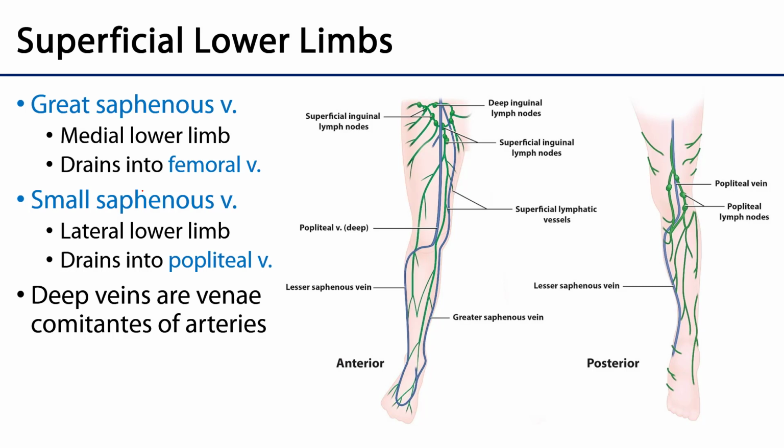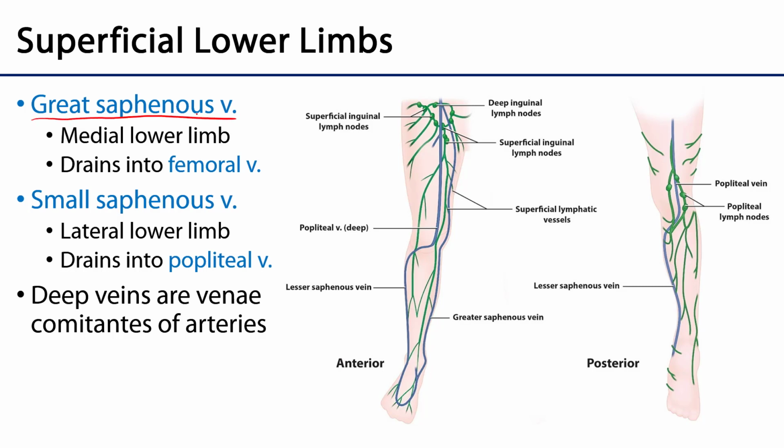When we look at the lower limbs, we see a pattern that is very similar to what we saw with the upper limbs. The major veins are going to be superficial. The deep veins are venae comitantes of their associatedly named arteries. The superficial veins that we can see include the great saphenous vein.